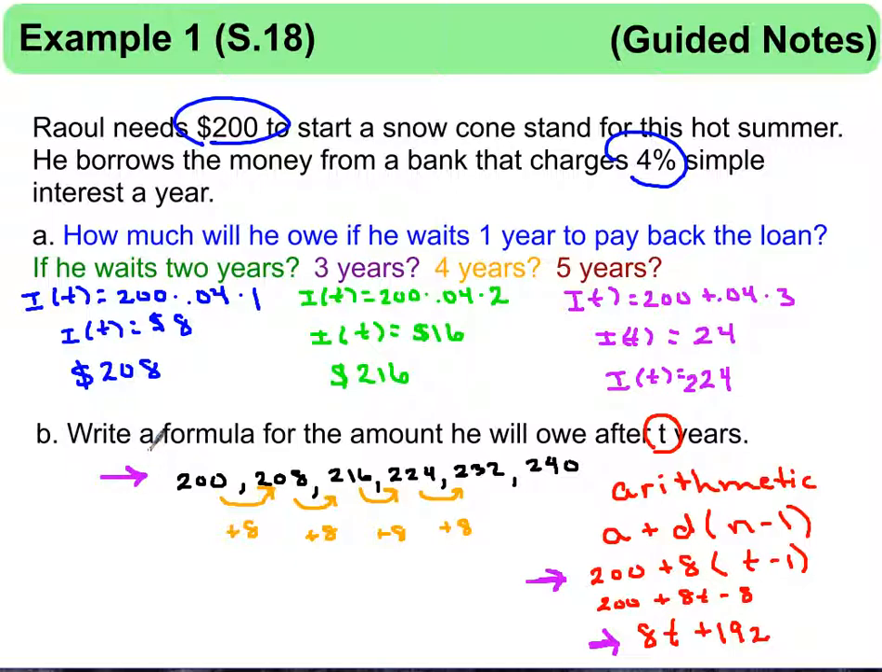And the nice thing about that, again, if I said that I wanted to predict what would he owe if he did not pay the loan back in, say, 20 years, then I could find that out simply by doing 8 times 20 and adding 192. So 8 times 20 is 160. I can add my 192 to that. So 160 plus 192, I would end up owing $352 on that particular loan given this scenario.